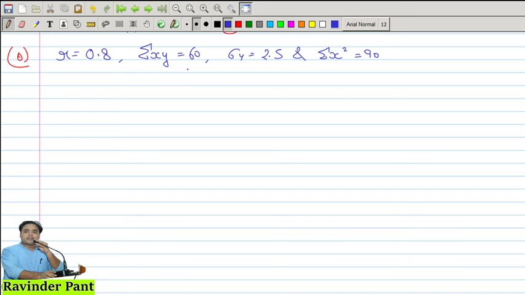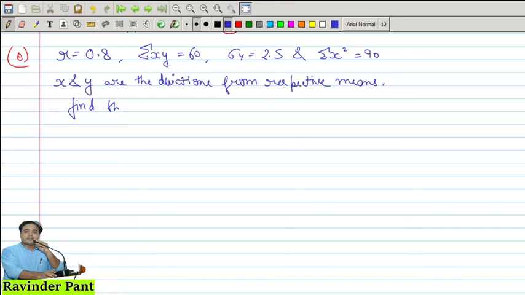It is given that x and y are the deviations from respective means, and you need to find the number of items. You need to find n basically.